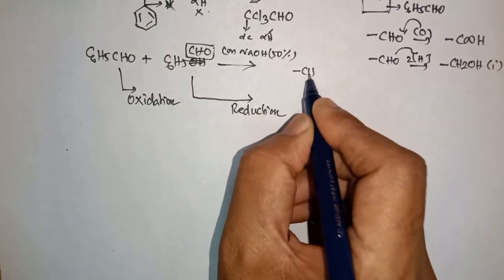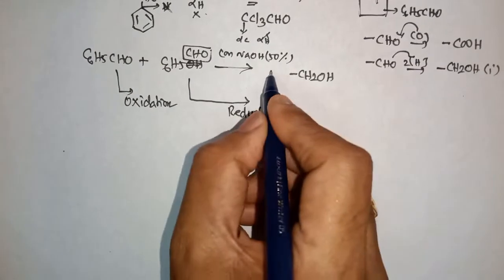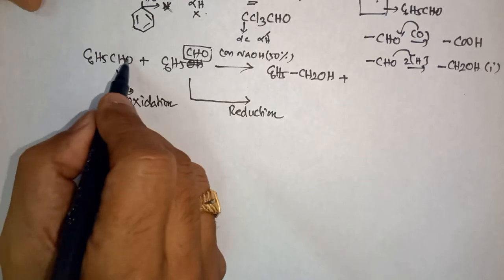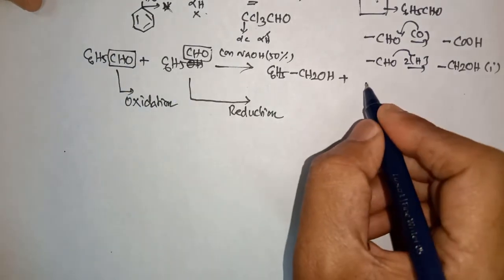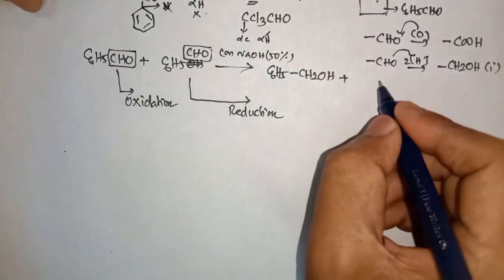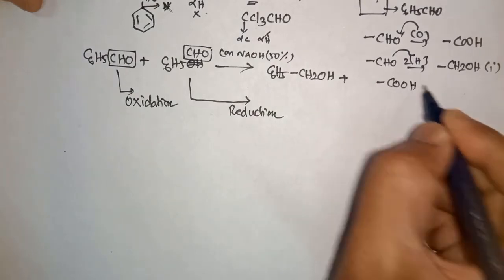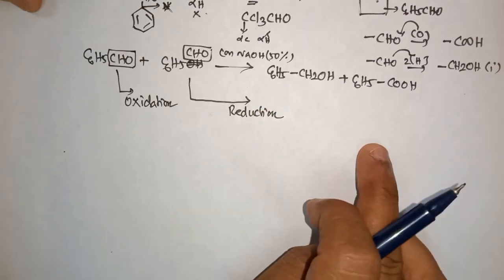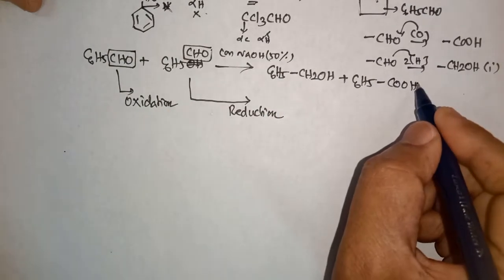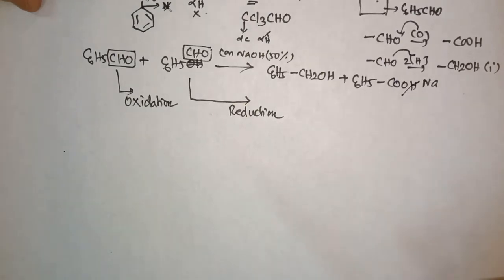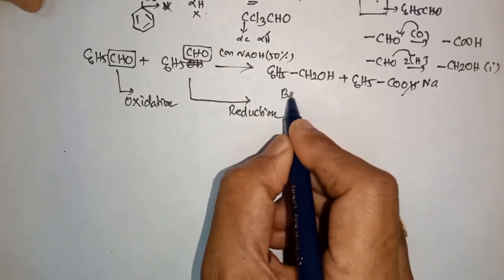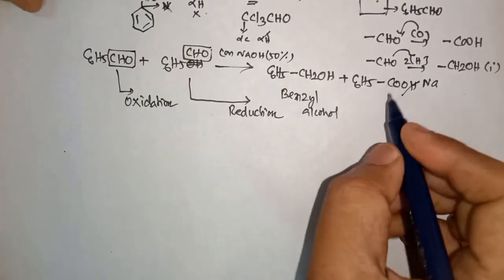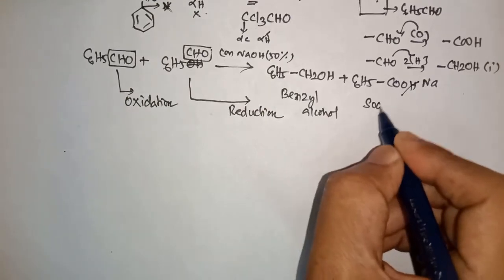So here one of the products is C6H5CH2OH. The other undergoes oxidation, meaning the aldehyde functional group becomes COOH, with C6H5 already there. But this reaction is carried out in the presence of sodium hydroxide, so this acid becomes its salt, sodium. This one is named benzyl alcohol. This is sodium benzoate.